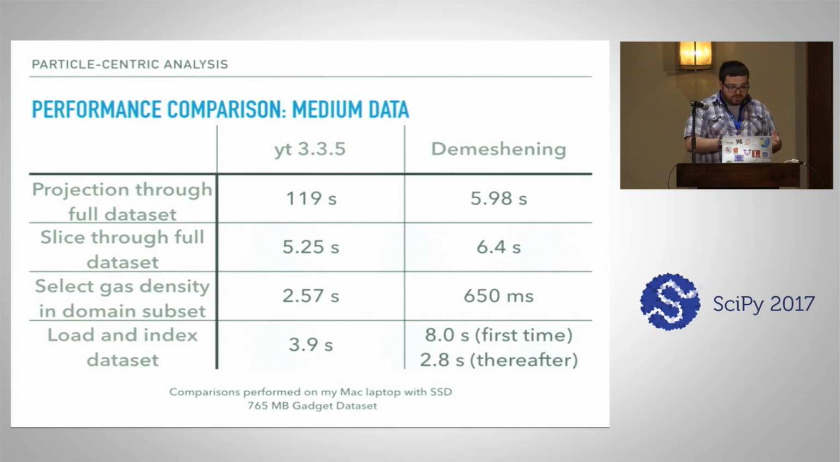Another thing that's much, much faster is if we want to look at a subset, ask what the gas density is in a subset of the domain. For this test that I did earlier, it used to take about 2.5 seconds. Now it takes 650 milliseconds. Just loading the data set as well. The first time is slower because we need to build those bit masks that Megan described. But thereafter, just because we have to load the bit masks from the sidecar file, it's much faster than it was before.